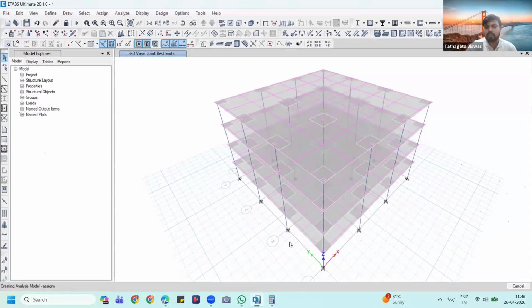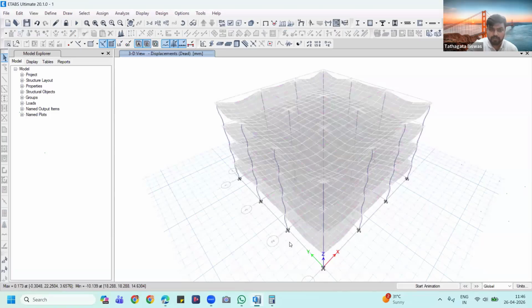I have not added any load. Whatever the self weight is there, based upon that only it will be calculating. Ideally, you should add all the loads, sections, properties, and everything, and then do this particular analysis. Since we are just focusing on a quick demonstration, I'm just showing you how to do it.